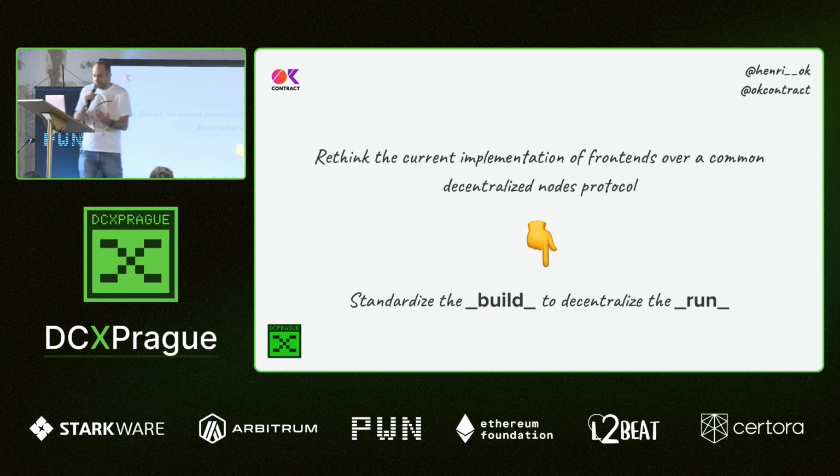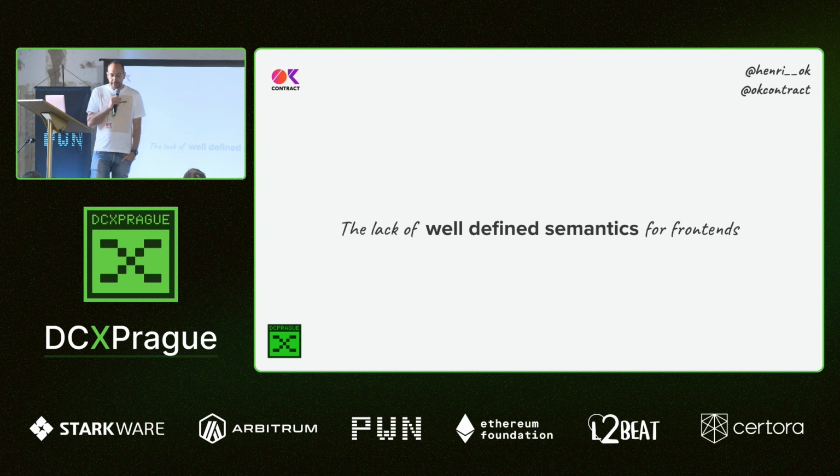There probably are ways to do it, but working on a more generic solution means that we need to standardize the build to decentralize the run, but doing so, we change the build. And it gets back to when I started OKcontract.